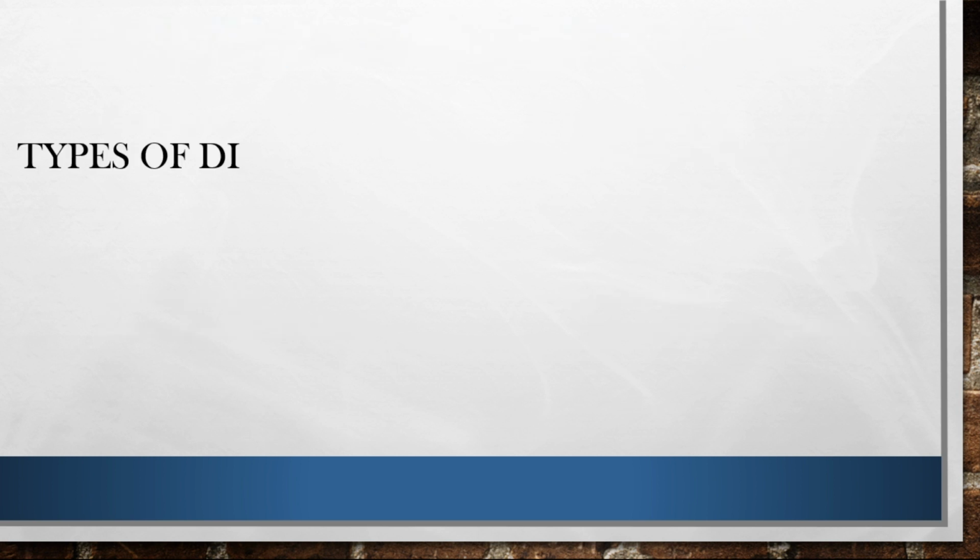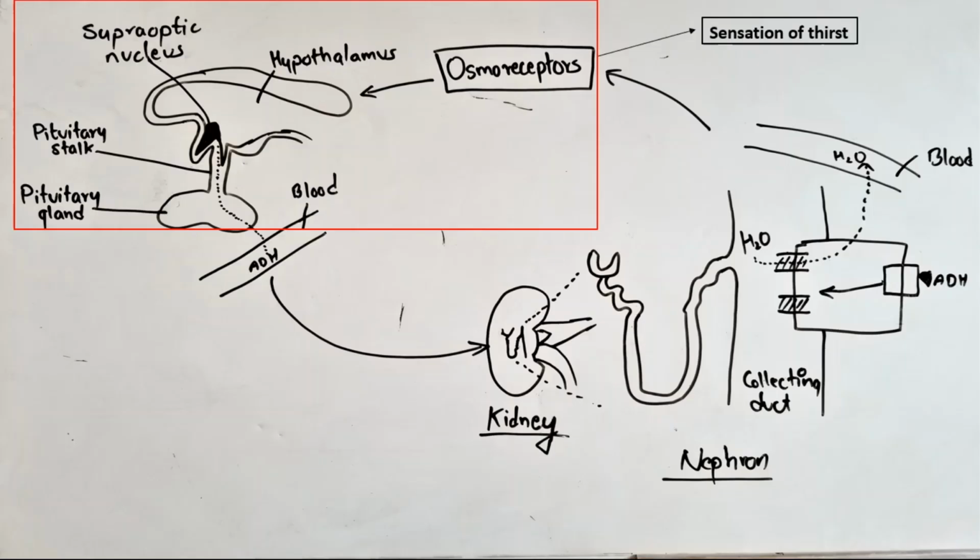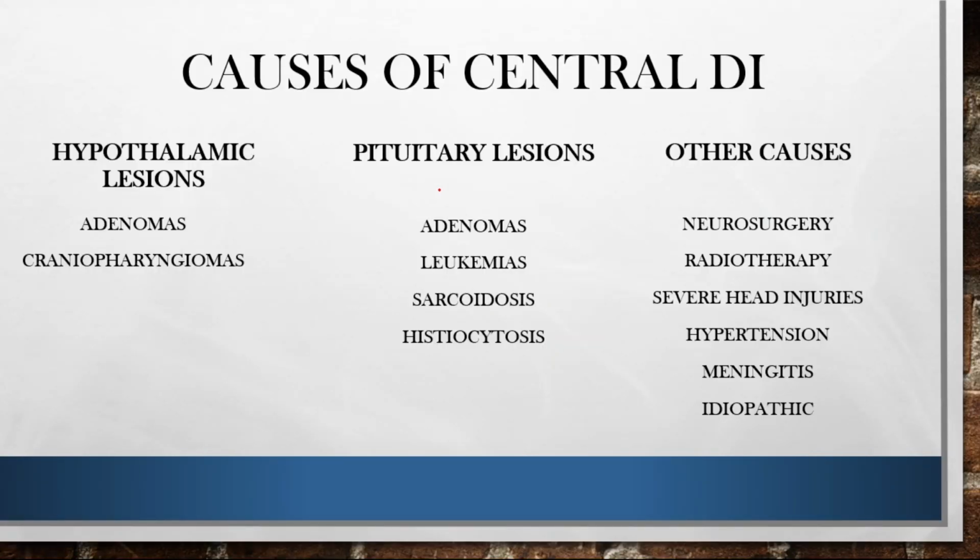Now let's come to the types of diabetes insipidus. The first one is central diabetes insipidus. In central diabetes insipidus, there is a defect in this part which I've highlighted in red. When the osmoreceptors fail to sense the osmolality of the blood, or when the supraoptic nucleus cannot produce the ADH, when there is any defect in the pituitary stalk that affects the transportation of the ADH hormone, or when the pituitary gland fails to release the ADH into the blood, this is called central diabetes insipidus.